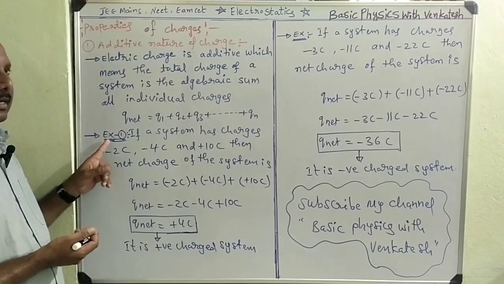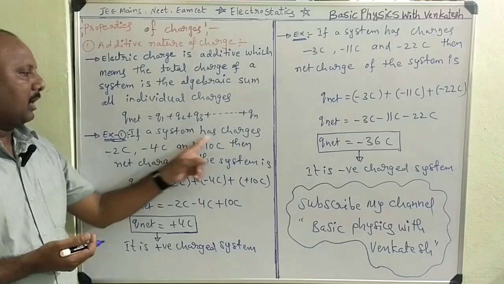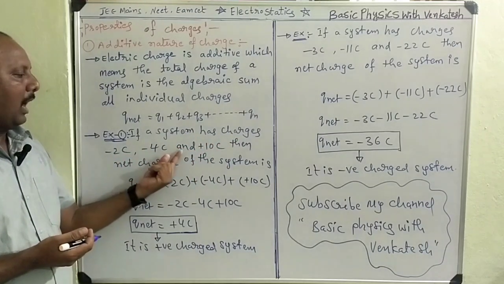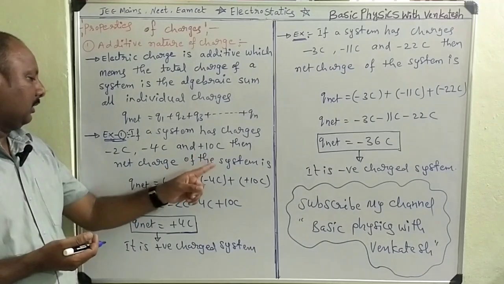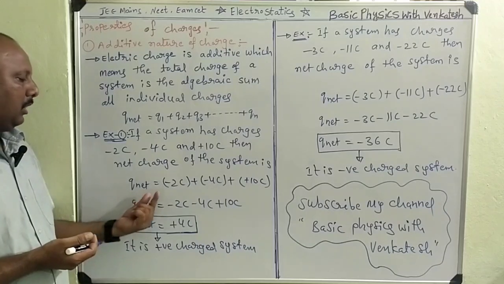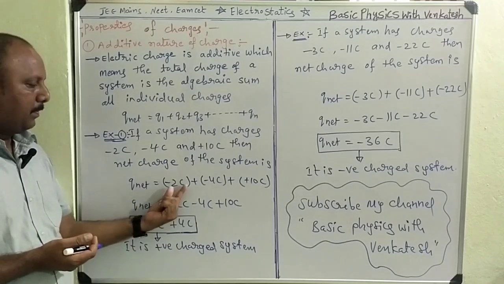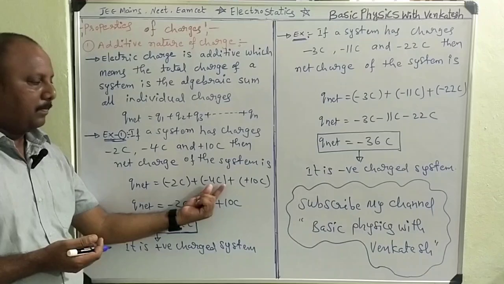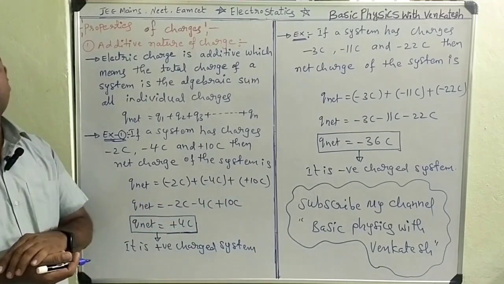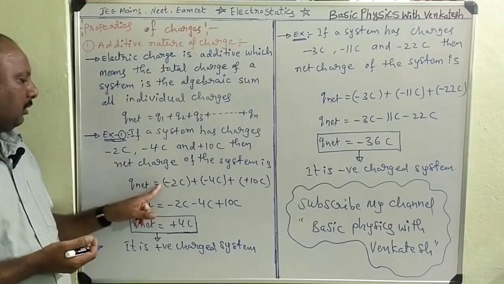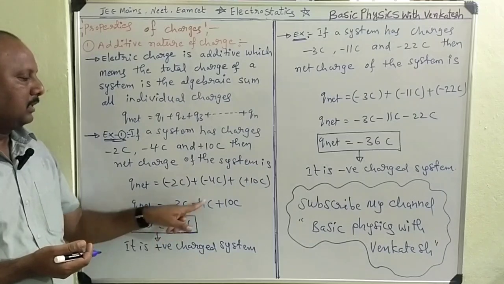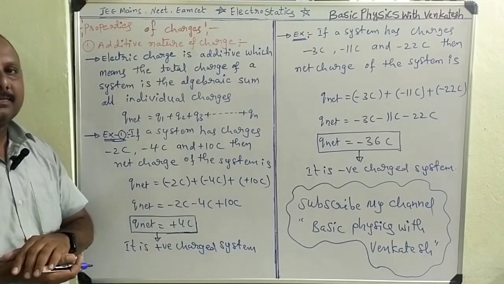Let us consider example number 1. If a system has charges minus 2 coulombs, minus 4 coulombs and plus 10 coulombs, then the net charge of the system is Q net equals minus 2 coulombs plus minus 4 coulombs plus 10 coulombs. So all are added algebraically. Here minus into plus gives a minus 2 coulombs. Here minus into plus gives a minus. Plus into plus gives a plus.